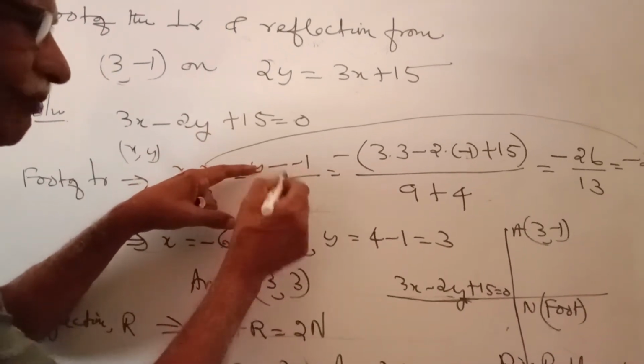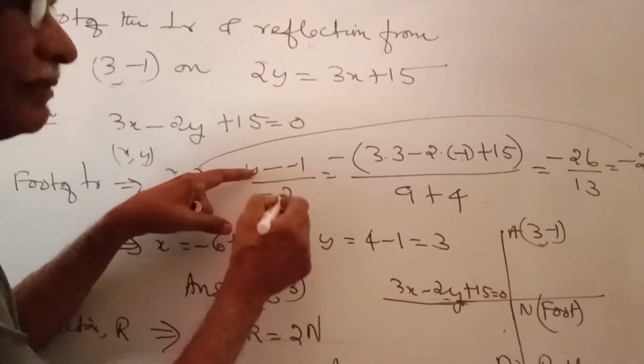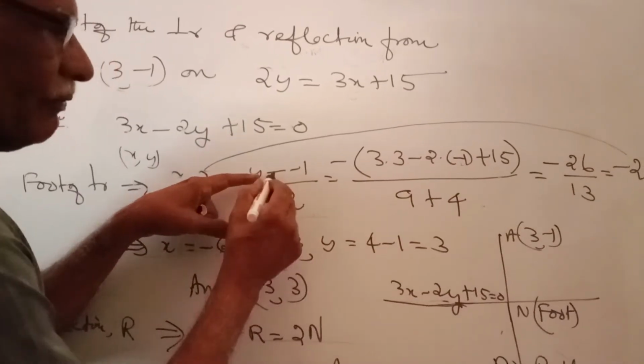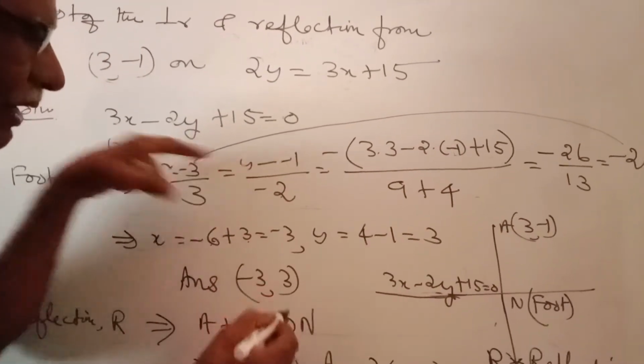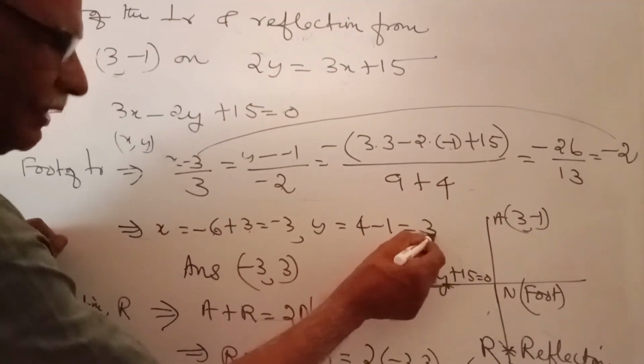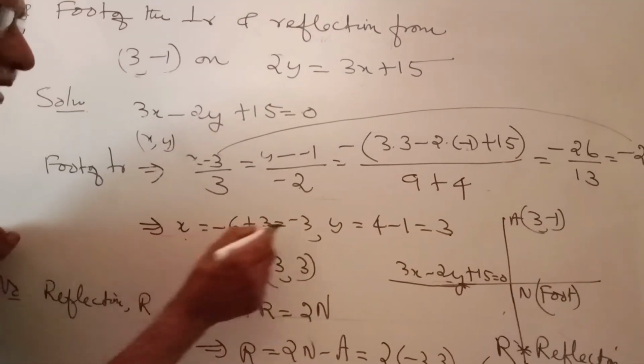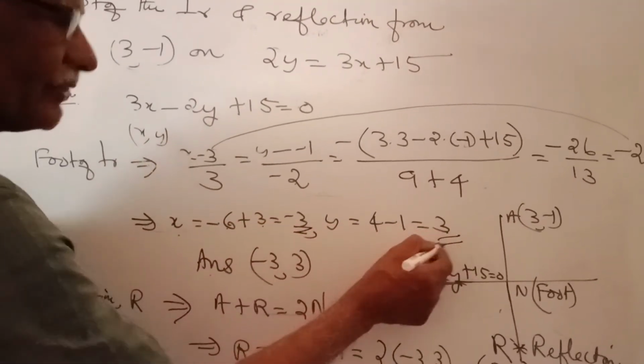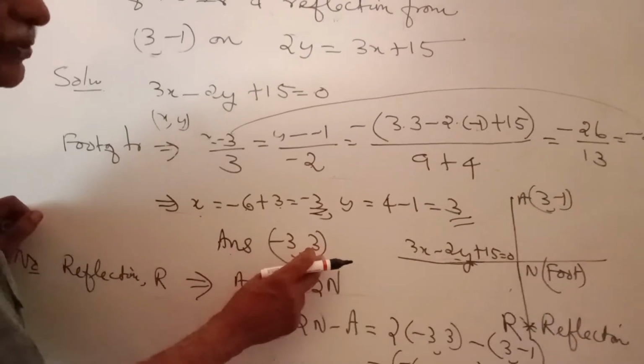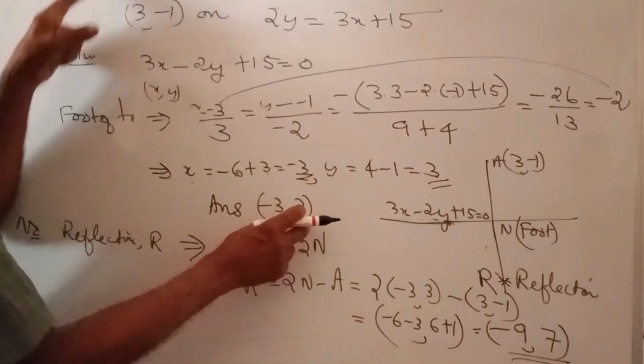Similarly, y plus 1 is 4. y is 4 minus 1. So y is 3. So the answer: x value is minus 3, y value is 3. So (-3, 3) is the foot of the perpendicular.